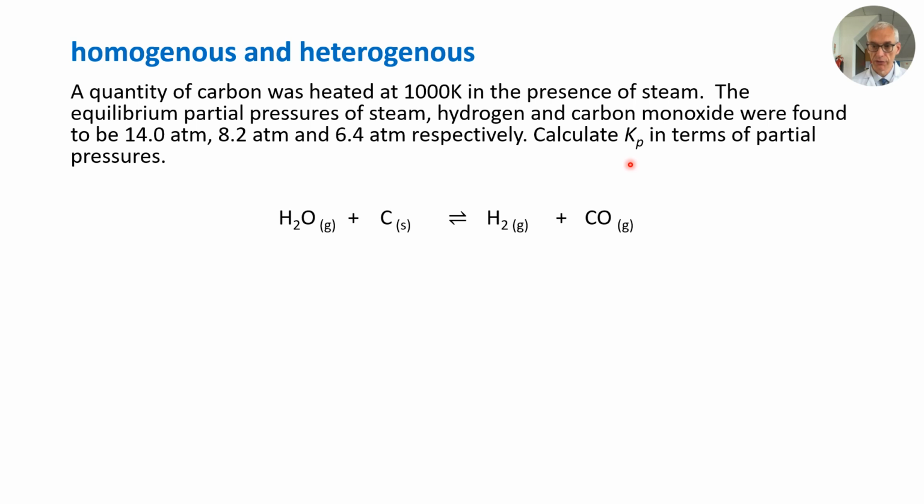Okay, so I'm about to reveal. I'm writing my Kp expression. Partial pressures for the right hand side divided by partial pressures for the left hand side, but I'm omitting carbon. It is a solid, so I am omitting it. And then plug in the numbers for the partial pressures, calculate: 3.75 atmospheres.